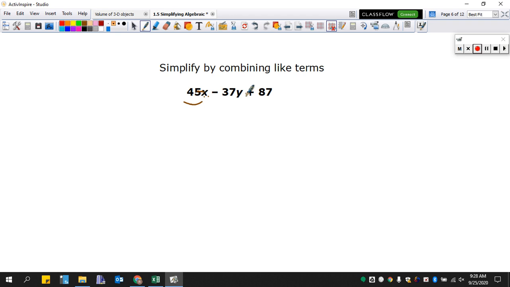Here, 45x. Well, that's a y and that's a constant. There is no other x. Minus 37y. Well, that's an x and that's a constant. There is no other y. And 87, that's a constant. There are no other constants. So we can say that this is already simplified. I misspelled simplified.